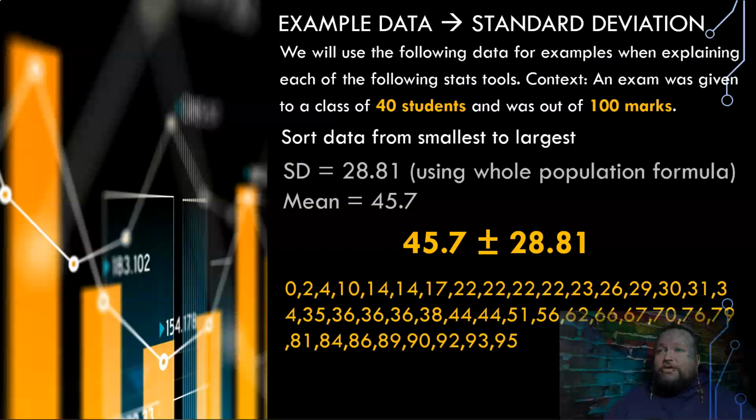So if we go back to our data and calculate everything from this, you can get a standard deviation of 28.81 using the whole population formula. In this course, I'm never going to ask you to calculate standard deviation. I will just give you the actual value. You can assume it was calculated using either the population or sample formula, if you know more stats background, but you just have that standard deviation. We already calculated earlier that the mean was 45.7. So if we write down the notation we've seen before, for our data it's 45.7 plus or minus 28.81.